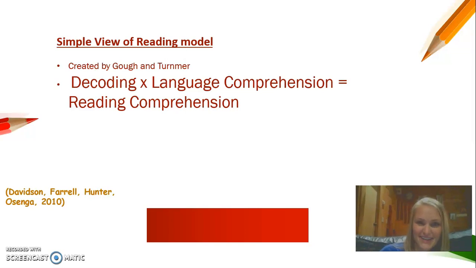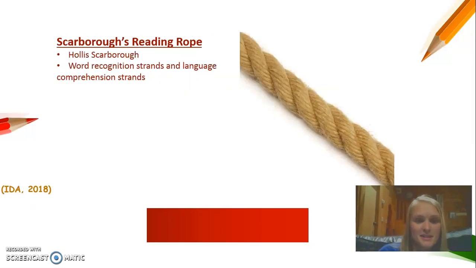have good reading comprehension. Now, Hollis Scarborough created the reading rope model. She created it when she was trying to illustrate to parents the complexity of how their children learn how to read. And within the rope, there are 2 cords, and each cord is made of many smaller strands. Now the 2 cords: one cord represents word recognition, the other cord represents language comprehension.